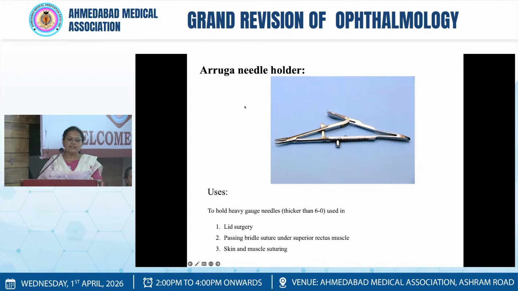Then this is a needle holder. There are different types of needle holder, but the common instruments usually asked in UG exams are here. So this is the needle holder to hold the heavy gauge needles thicker than 6-0, which is usually needed in lid surgery, bridle suture of the superior rectus, skin and muscle suturing.